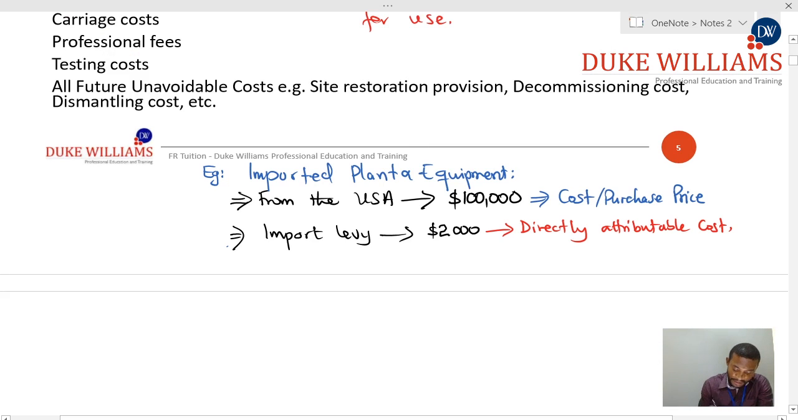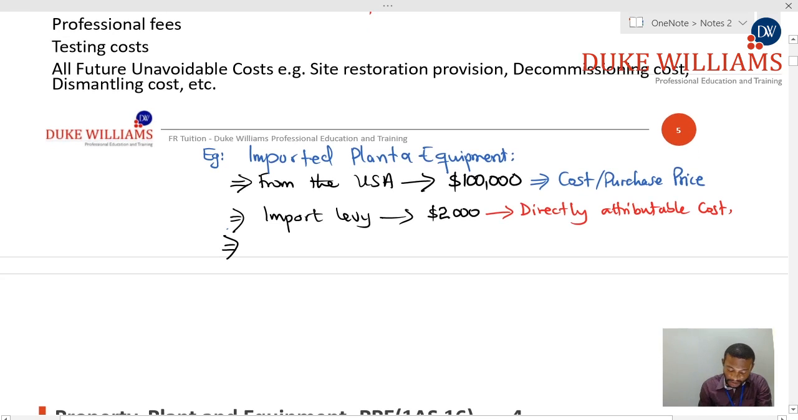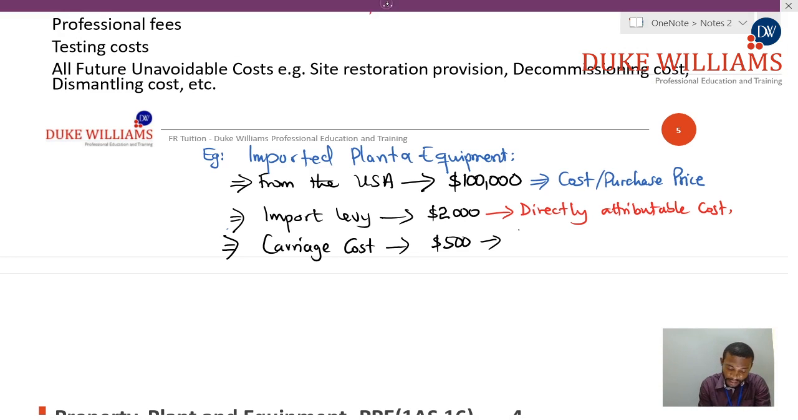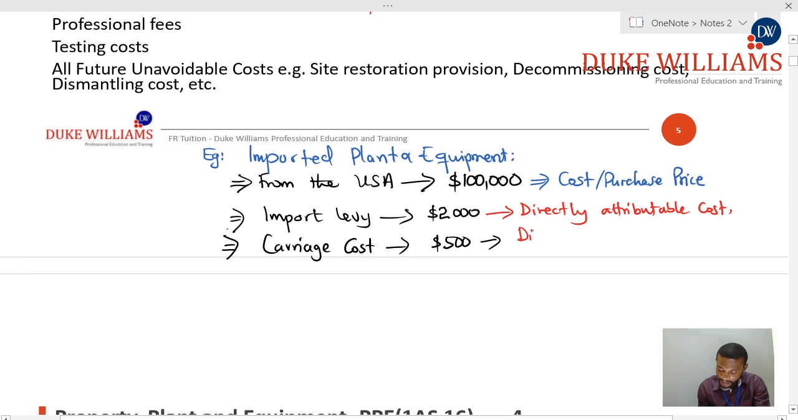Now the next example is that, do we have to move it after we have cleared it? Yes. So carriage cost, let's say carriage cost is around $500. Carriage is basically the cost of transporting, so transportation. So this is also another directly attributable cost, without which the machine cannot be moved from the port for us to use. We need to transport it. So maybe we need another vehicle to carry it from the port to our own premises.